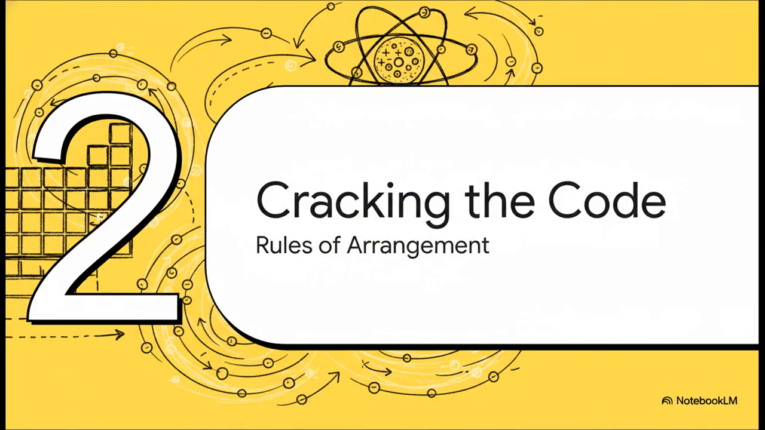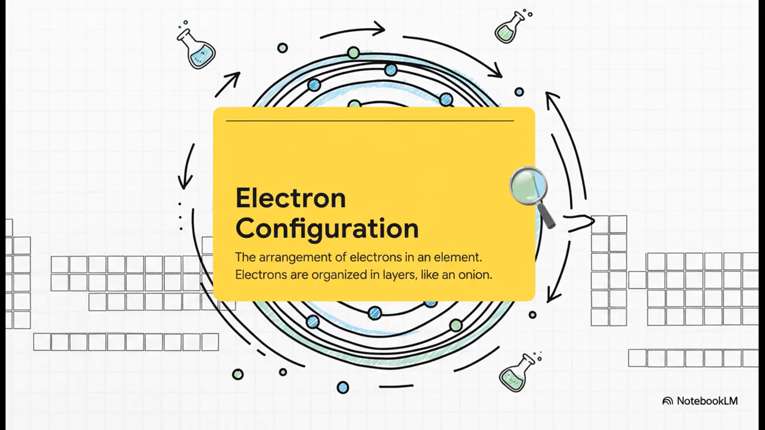Okay, so if we're going to read this map, we need to crack the electron code. And to do that, we need to understand the rules for how electrons actually arrange themselves inside an atom. Now, the technical term for this is electron configuration. But really, all that means is the specific address of every electron. The easiest way to picture it is like an onion. Electrons fill up these layers or shells, starting from the very center and working their way out.